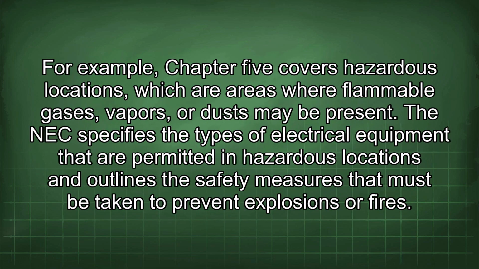In addition to general requirements, the NEC includes specific requirements for special occupancies and equipment. For example, Chapter 5 covers hazardous locations, which are areas where flammable gases, vapors, or dust may be present. The NEC specifies the types of electrical equipment that are permitted in hazardous locations and outlines the safety measures that must be taken to prevent explosions or fires.